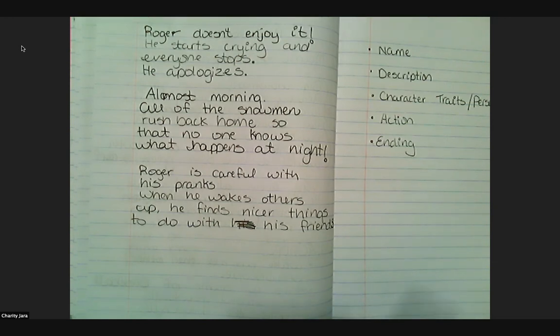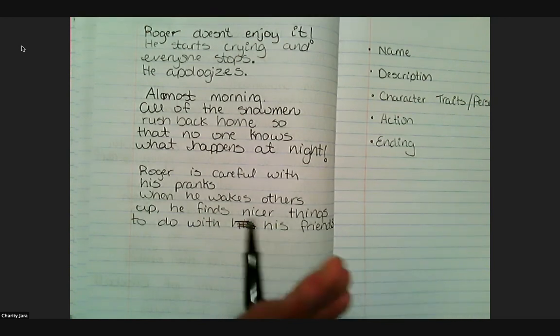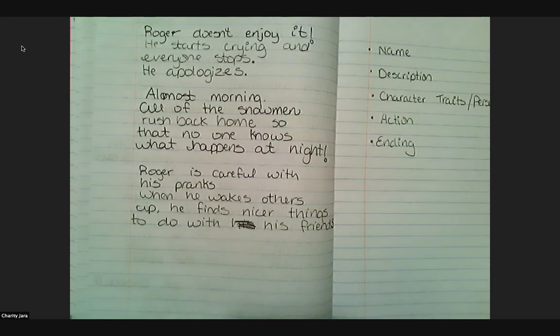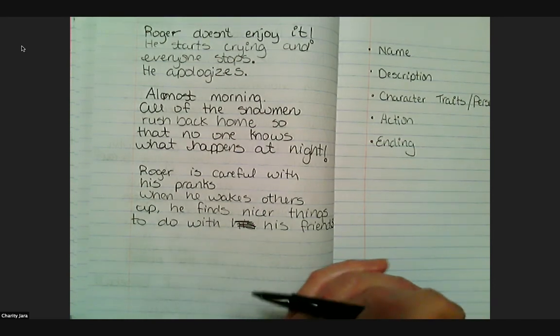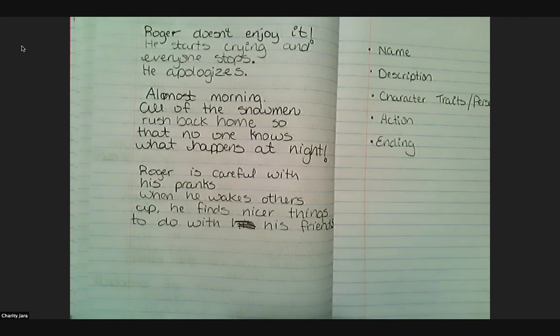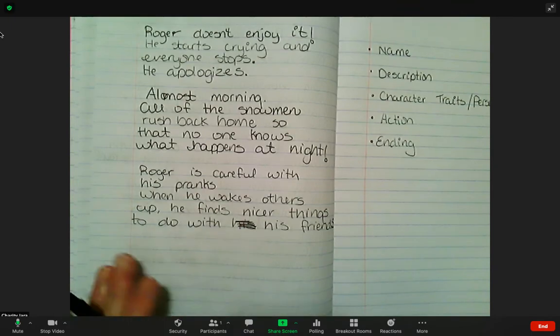Maybe your snow person gets lost and has to be found before morning. So the snow people in the neighborhood go and find the person and they all get back safe. So be creative with this and have a lot of fun with this. Hopefully this gave you some ideas.